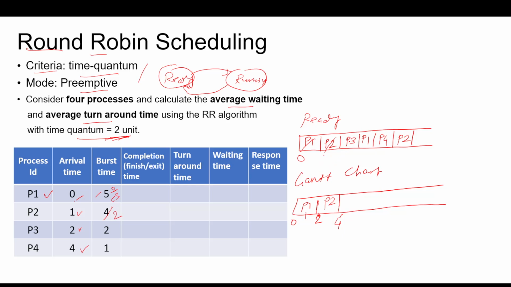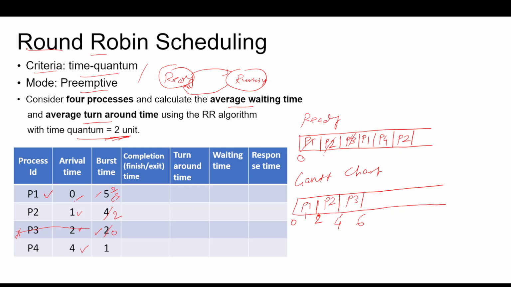Fine. Now P3 process, as per the sequence, we are executing here, and for how much timing? 2 units, because time quantum is 2. So P3 will be executed for 2 units. So that means 4 plus 2, that is 6. And see, burst timing of the P3 process is 2. So after executing that process for 2 units, we will not have any remaining unit. So that means P3 process is completely executed.